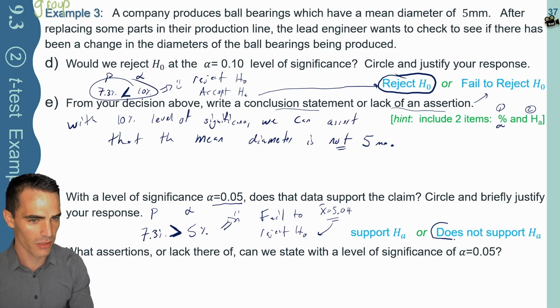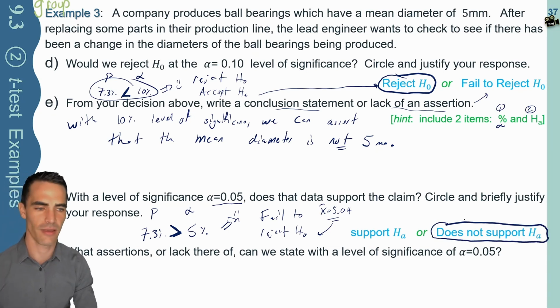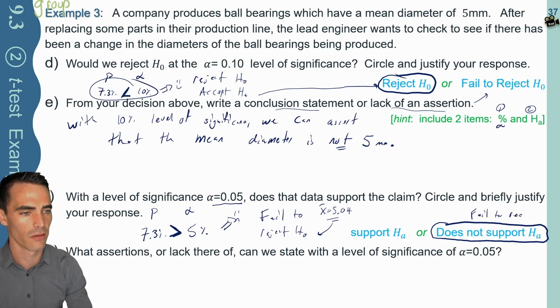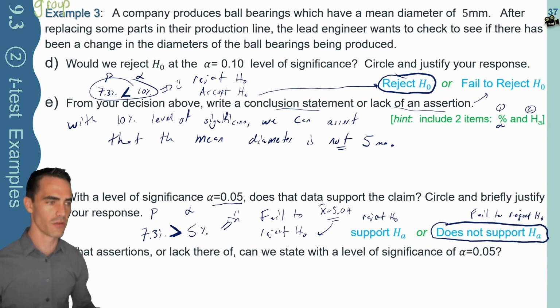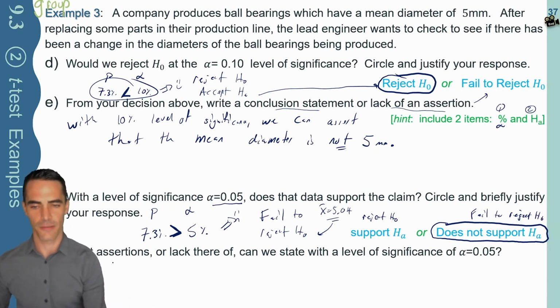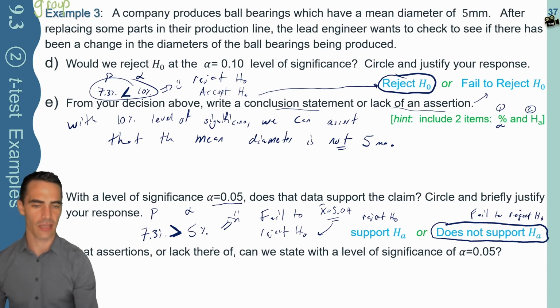So this sample, 5.04, does not support the claim. Again, it might have seemed good because it was different, but apparently not different enough. And so I'd encourage you to associate do not support with fail to reject. That's the null hypothesis. And support being a good thing, meaning I get to reject the null hypothesis. Unfortunately for us in this case, when we increase that level of rigor to 5% level of significance, we can't do it. What assertions or lack thereof can we state with the level of significance of 5%?